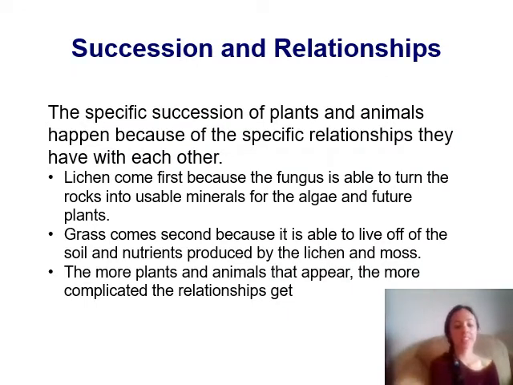So the specific succession of plants and animals happen because of their specific relationships that they have with each other. Lichen come first because the fungus is able to turn the rocks into usable minerals for the algae and then any of the plants that will come after that. So again, just creating that nutrient-rich soil for algae and plants to grow in. The grass comes second because it is able to live off the soil and nutrients produced by that lichen and moss. And then the more plants and animals that appear, the more complicated the relationships get.